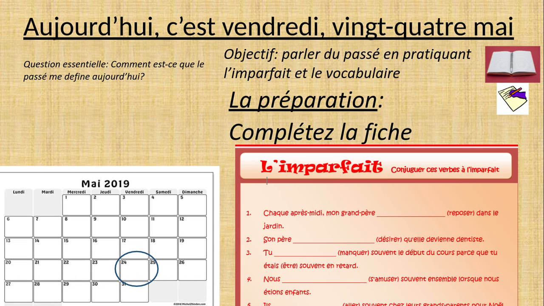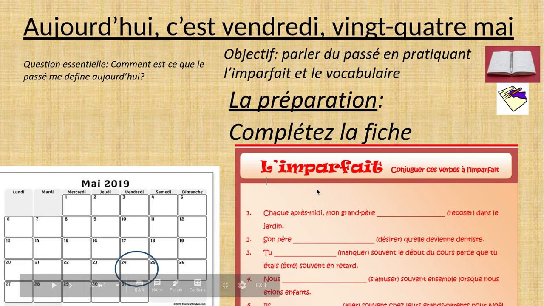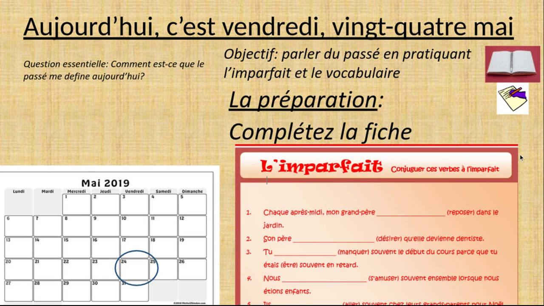And again, what you're doing is you're taking the verb in parentheses in each sentence and conjugating it according to whomever the subject is in the imperfect tense. So pause the recording and complete this worksheet.